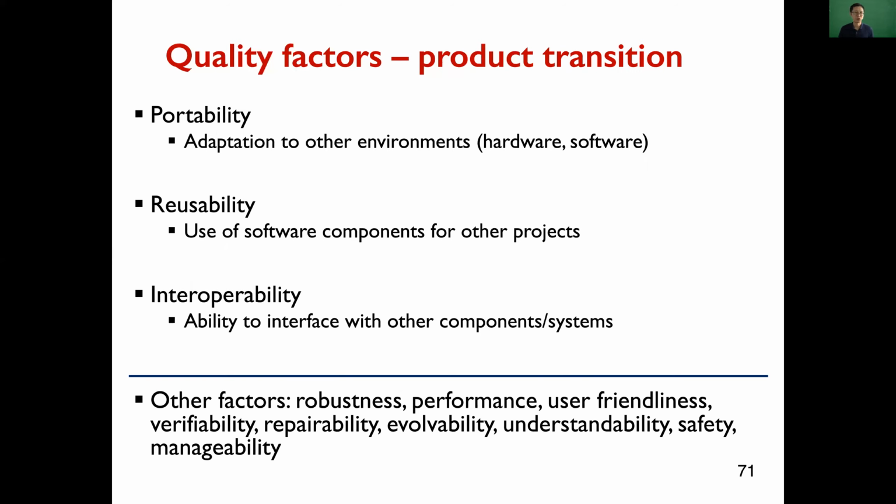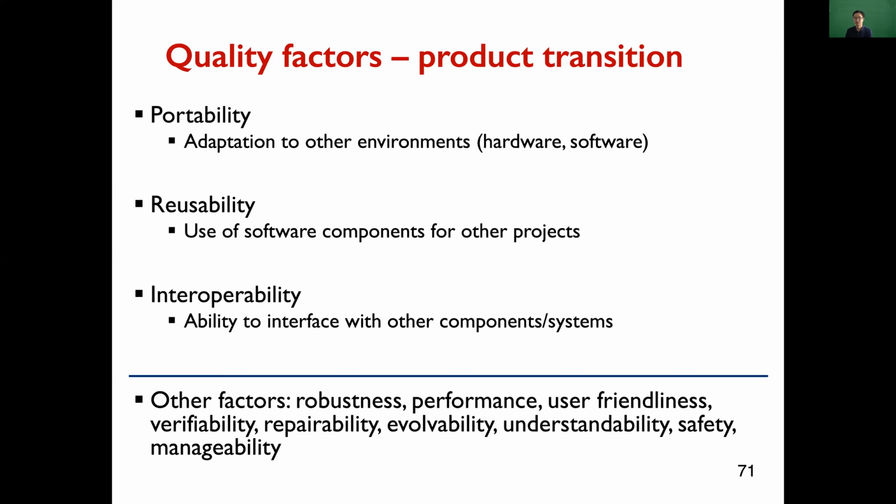Several specific factors. The first one is portability. It is the ability of the software to be transferred from one environment to another. Reusability. It's about the ease of using existing software components in different contexts. It is about how easy it is for the software to be reused by other software systems, or how easy it is for the software to reuse other software components. The third factor of this dimension is interoperability. It's about the ability of the software to interface with other components or systems.